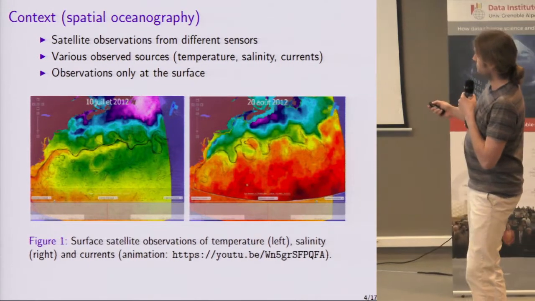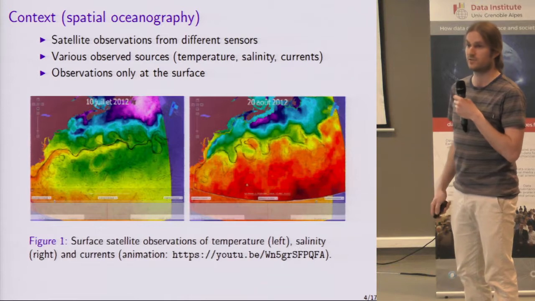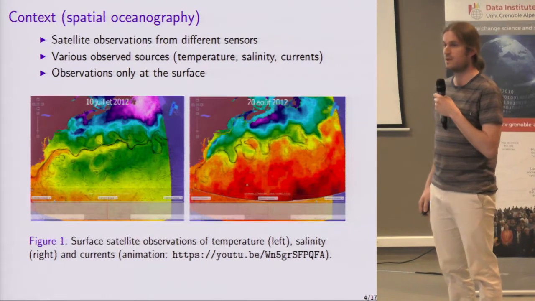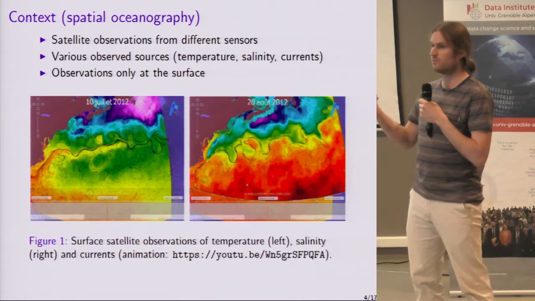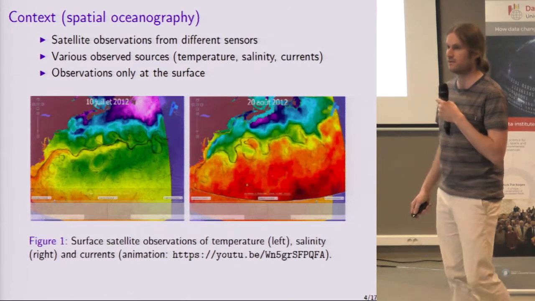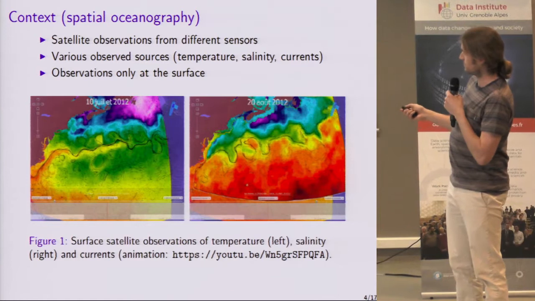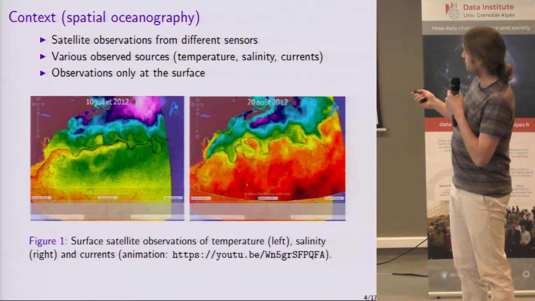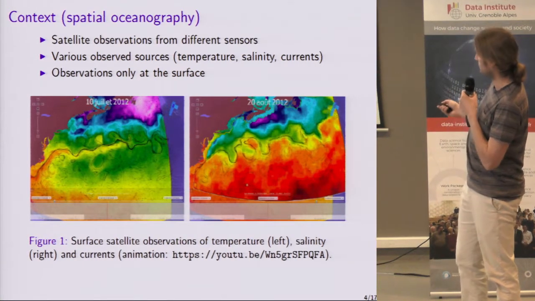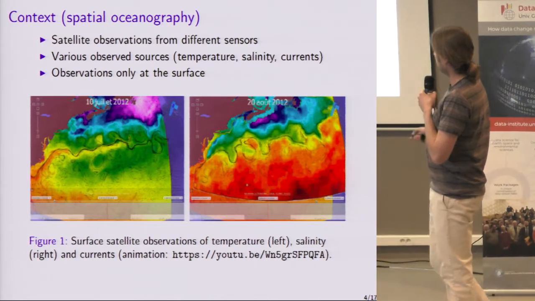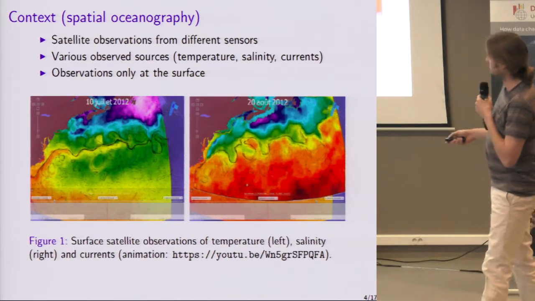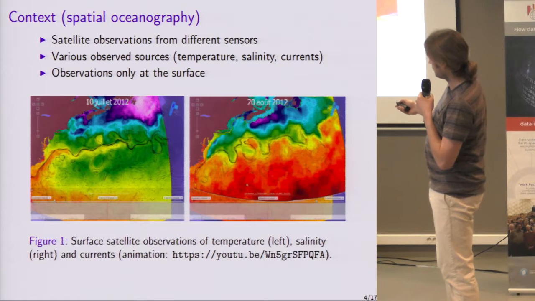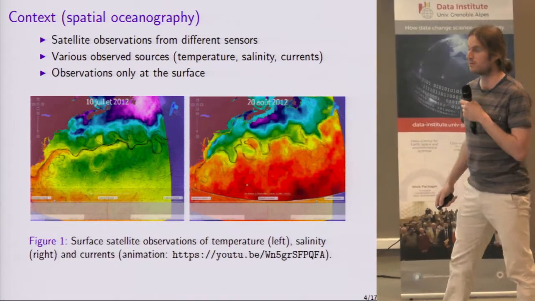To do that, we can use satellite information. Satellites are monitoring the surface of the ocean, and we have different instruments on board satellites. We have instruments to measure the temperature, for instance, here in color. We have also other instruments for salinity, which is a quite new instrument. And also we have different instruments, what we call altimetric satellites, to measure the surface currents, here in black.